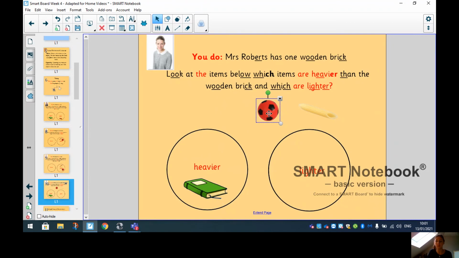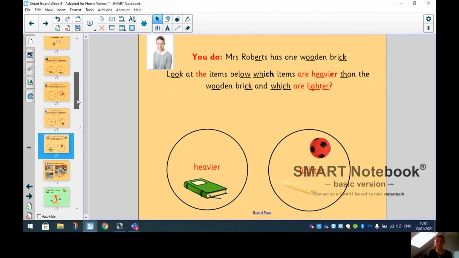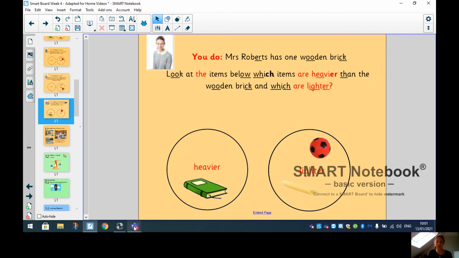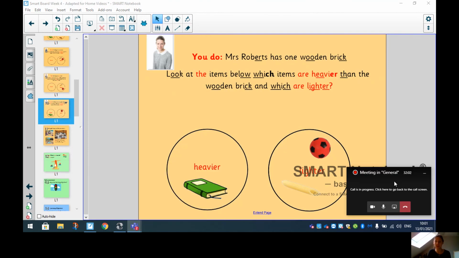So I'm going to move the ball into the lighter side. These are my predictions. And this is my pasta. So I think the pasta again is going to be lighter because it doesn't weigh hardly anything, my pasta. Shall we double check to see if we are right? Let's go back onto our screen and double check.